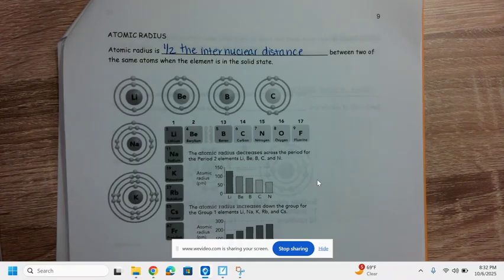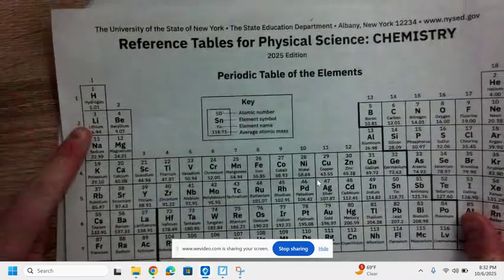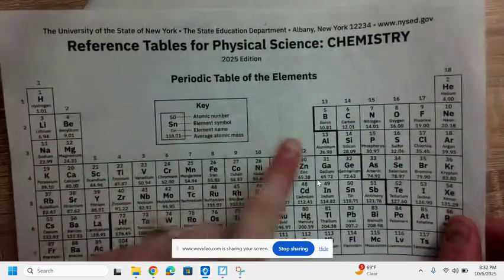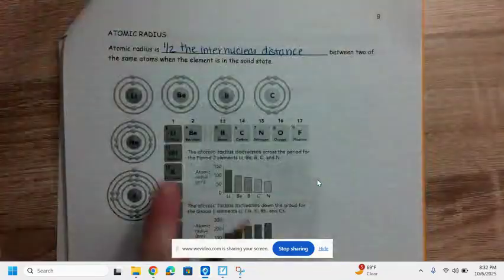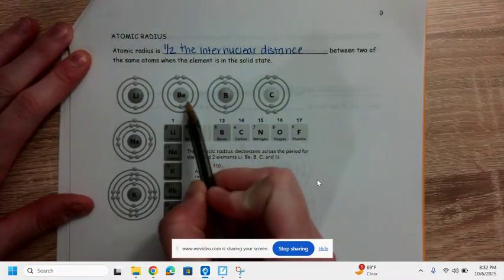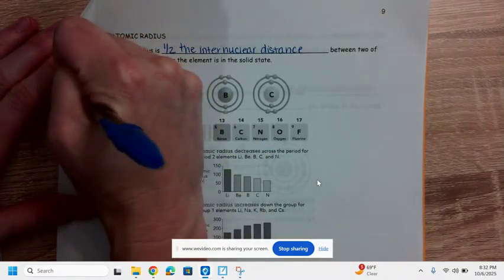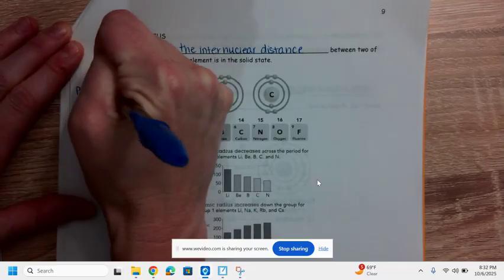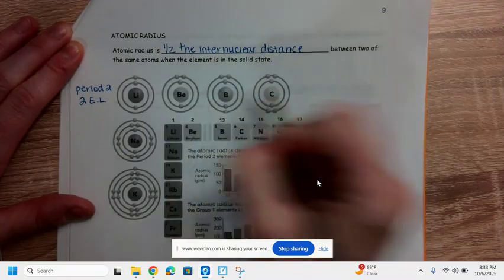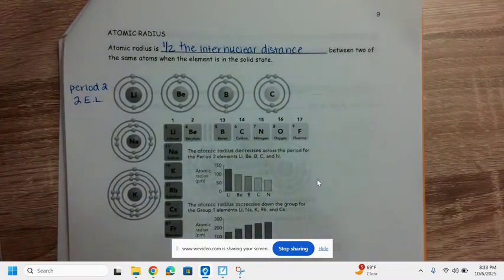So let's start by looking at elements in period 2. So we've got lithium, beryllium, boron, and carbon, and there's pictures of them right here. So notice they are all in period 2, so they have a total of 2 energy levels. Each of these, that's why you see those 2 rings. Each of these has 2 energy levels.